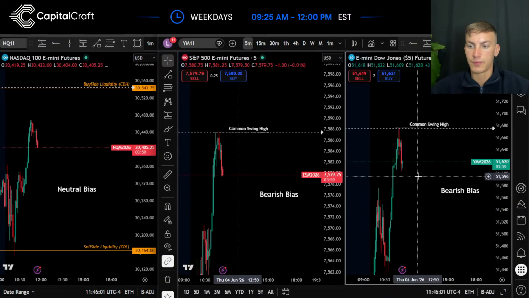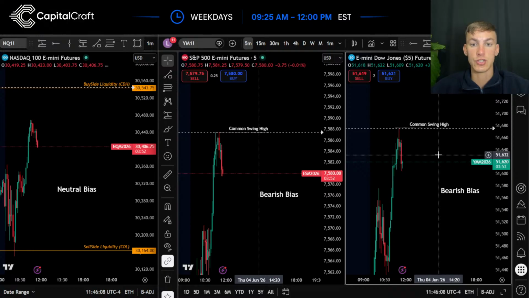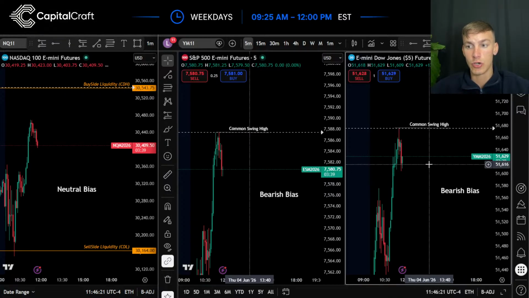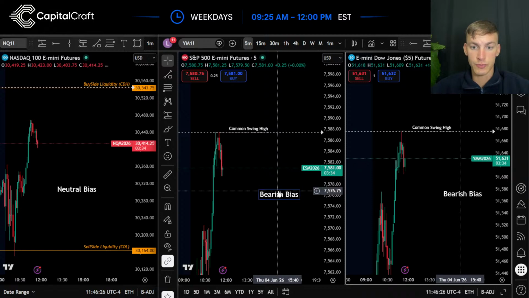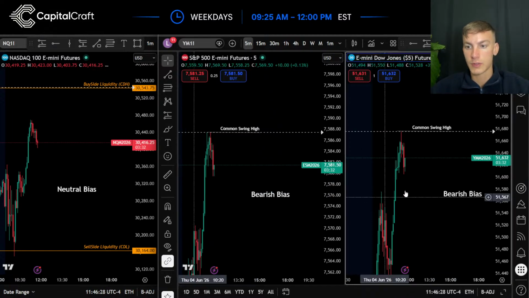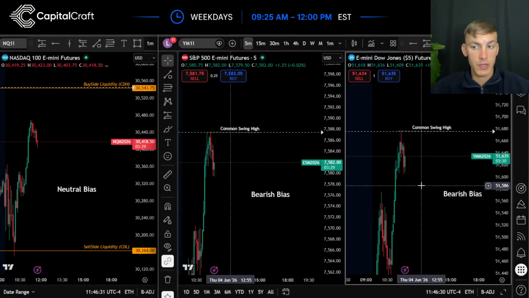So we have just under 15 minutes remaining of this AM session. Fingers crossed we can see a raid in this common swing point followed by a change in state of delivery. If we do not get that within the next 14 or so minutes, we'll just have to sit on our hands. We'll need to be patient, wait for tomorrow's session, and fingers crossed we'll be able to get a high probability setup during that specific time interval. So, guys, stay tuned, stay patient. I will keep you informed, and let's see exactly what price does within these next closing minutes.